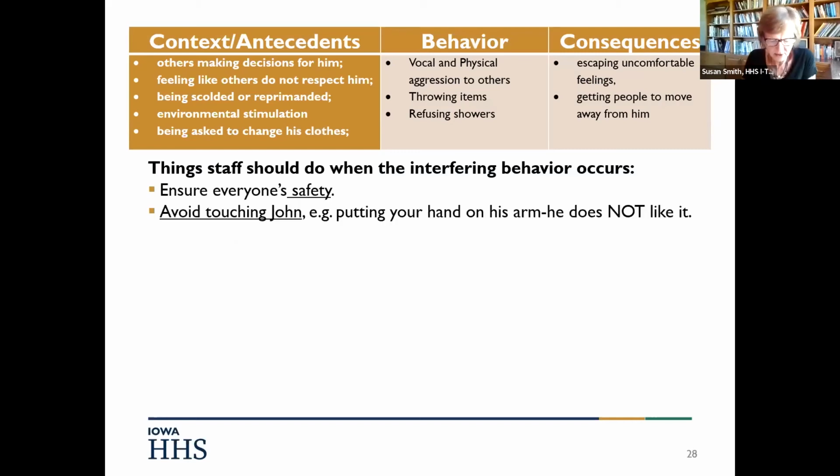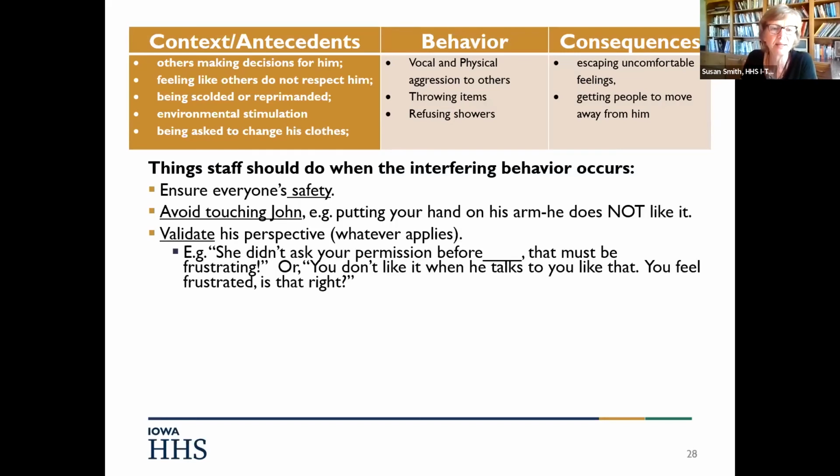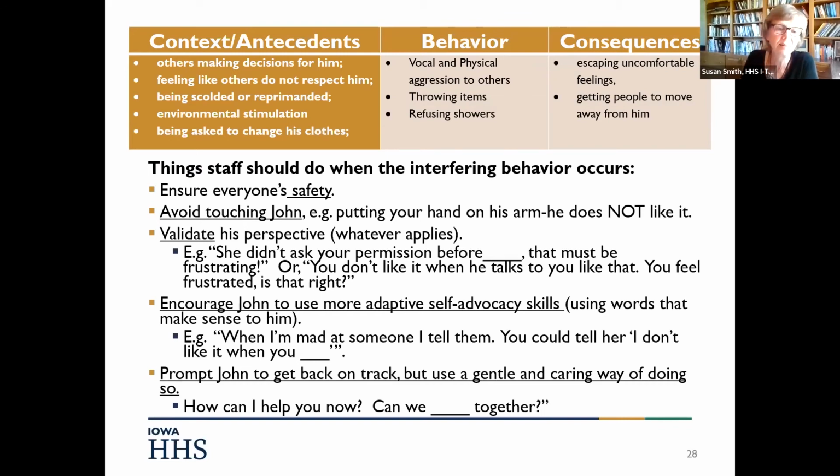John is a little bit more complex because we can possibly stop the behavior. These are just general examples. First of all, we should ensure everybody's safety. So if there's somebody really vulnerable close by, we want to try to create some distance between them. For John, we know that he does not like to be touched at all, and we cannot touch him. With David, we couldn't help it because we have to transfer him. But with John, we have an option: we don't have to put any touch on him. It actually escalates him even worse.